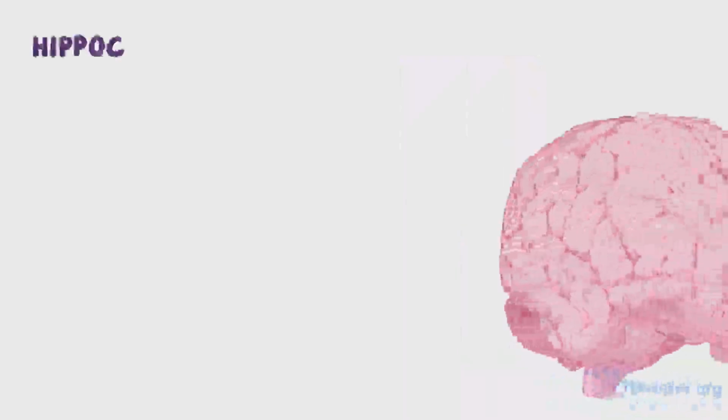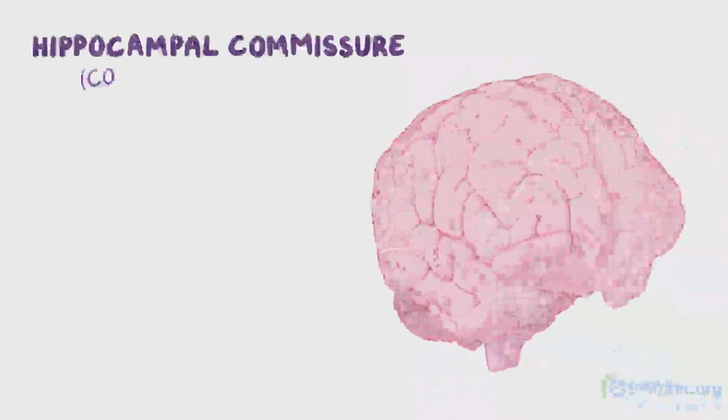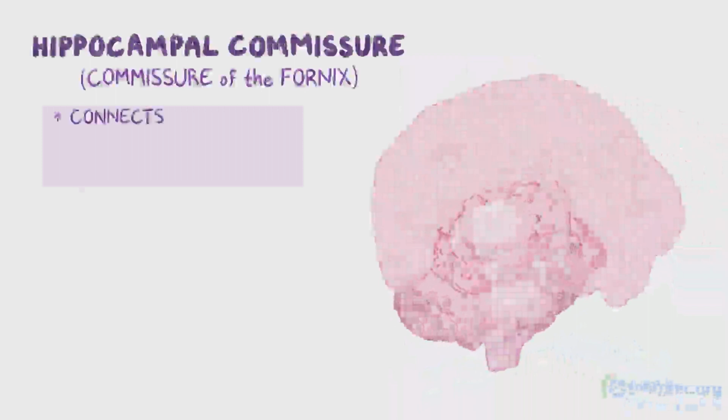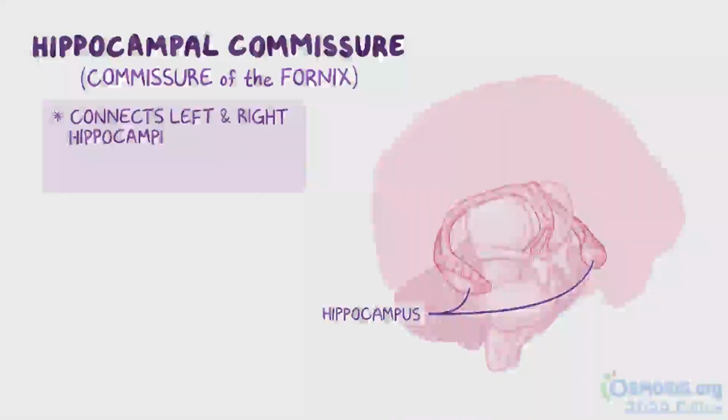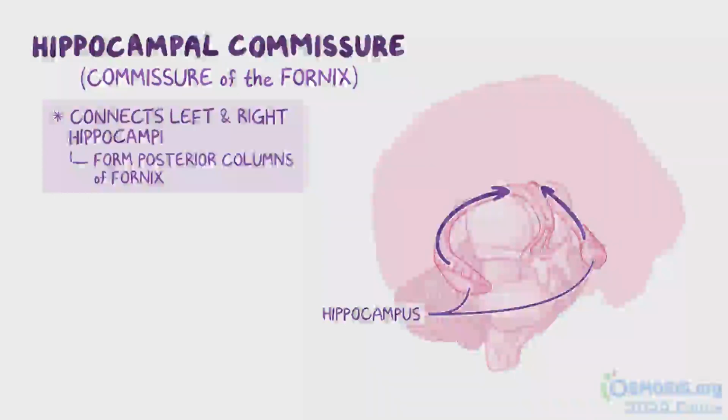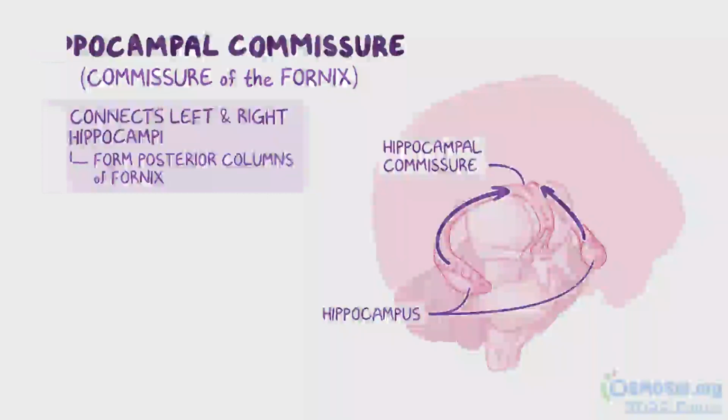Lastly, there is the hippocampal commissure, also known as the commissure of the fornix, which connects the left and right hippocampi located in the medial temporal lobes. The fibers from the hippocampi form the posterior columns of the fornix that travel between the thalamus inferiorly and the corpus callosum superiorly. Before merging to form the body of the fornix, the posterior columns are connected by the hippocampal commissure, which is a thin membrane located just inferior to the splenium of the corpus callosum.